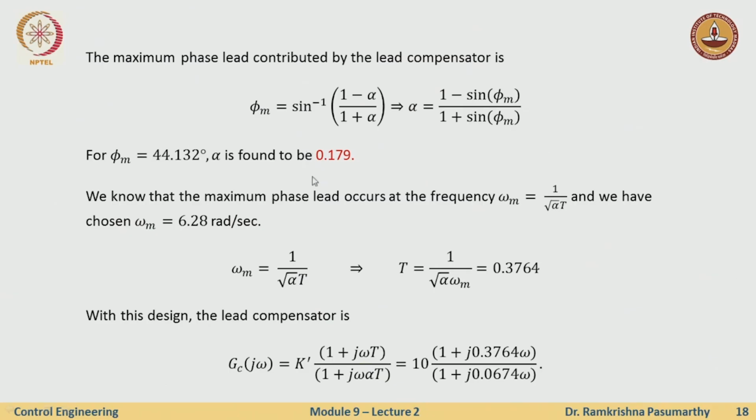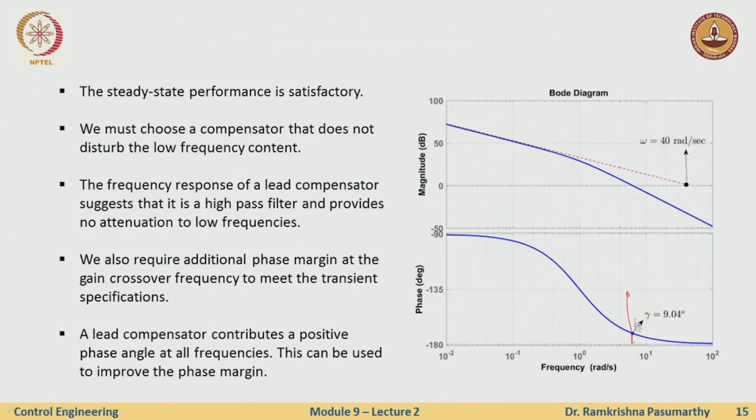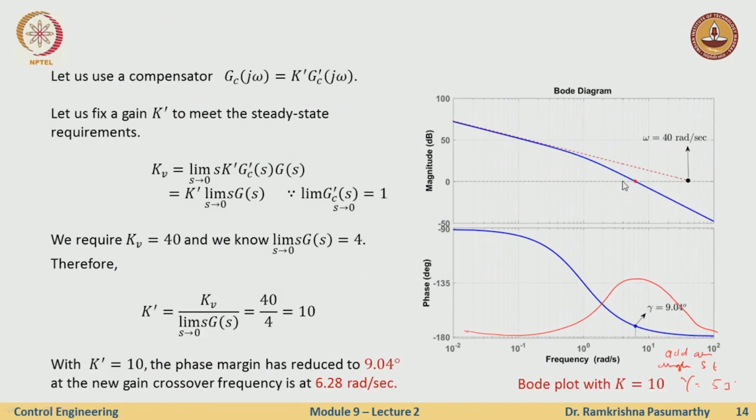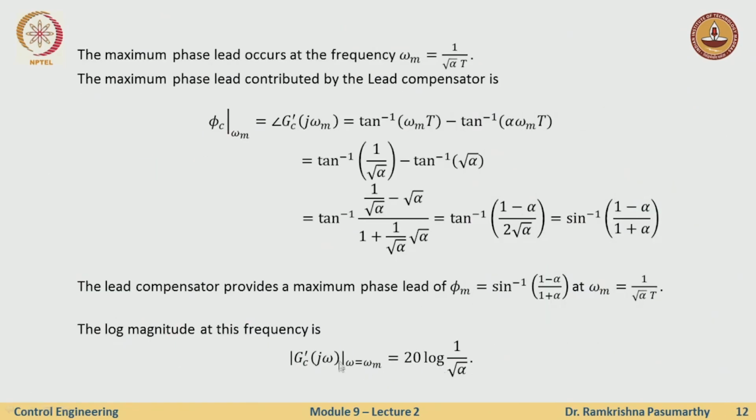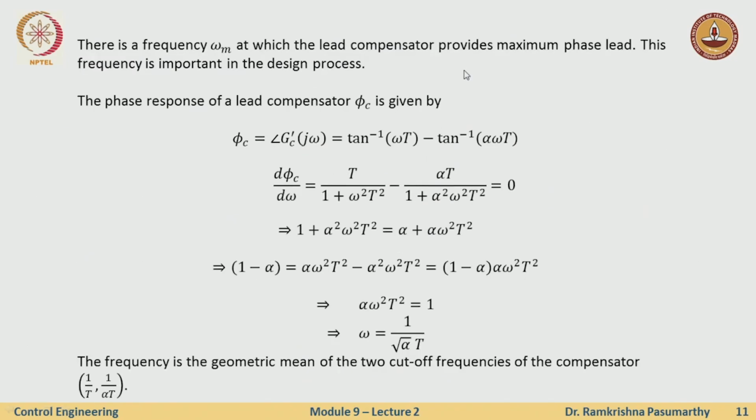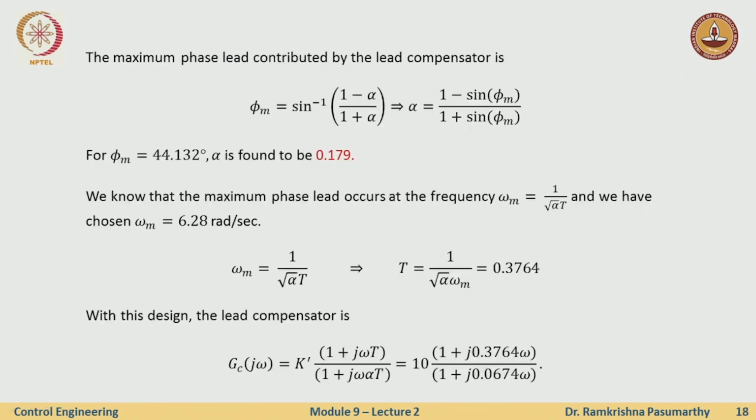Now, this phi m, the maximum phase lead, I know that it should occur at the gain crossover frequency. Here I want this to be 53 at this frequency. Now, this frequency will be my omega m. Once I know omega m and alpha, I can find out what T is, because this omega m occurs at the geometric mean of these two cutoff frequencies. So, now I know alpha and omega m, so I can compute T based on the formulas which we derived.